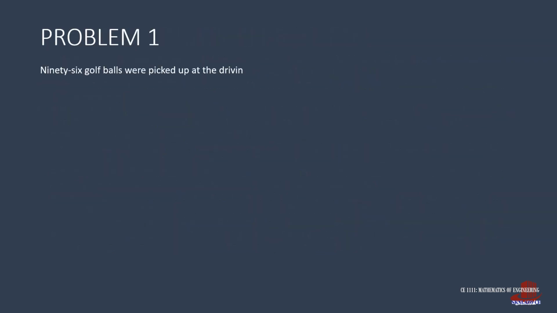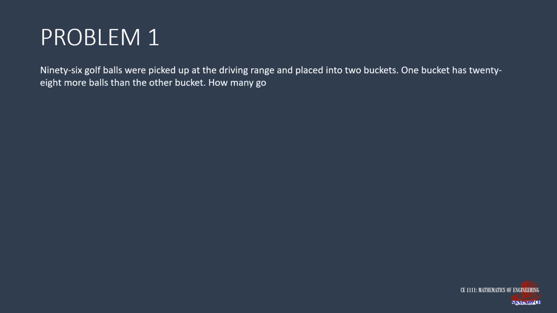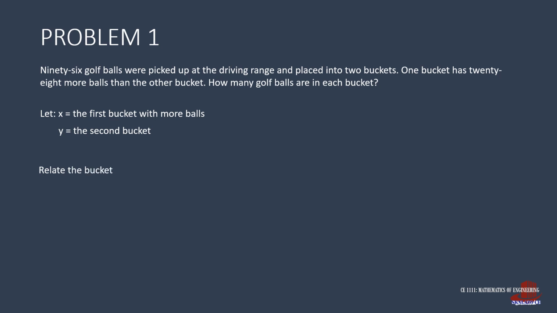For the first problem, 96 golf balls were picked up at the driving range and placed into 2 buckets. One has 28 more balls than the other. How many golf balls are in each bucket? We assign X for the first bucket, assuming more balls are in it. Y is in the second. Next is to identify the relationship of both variables, X and Y. It was stated in the premise that X would be equal to Y plus 28.